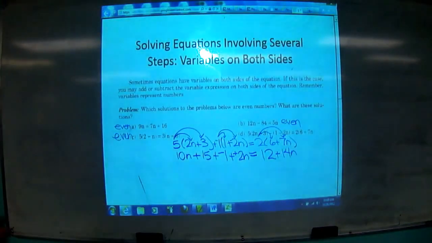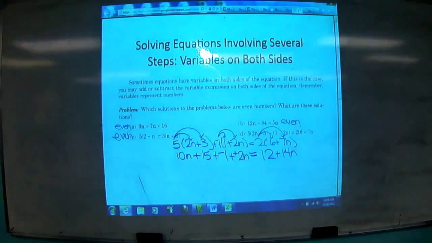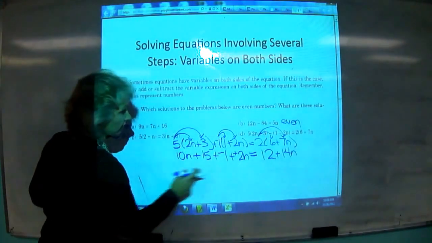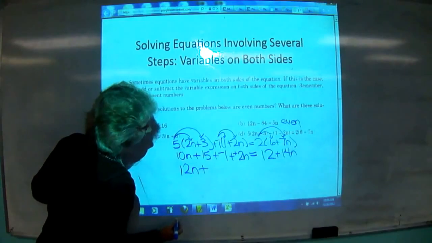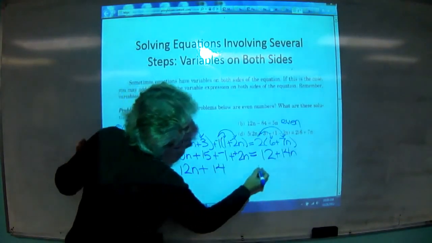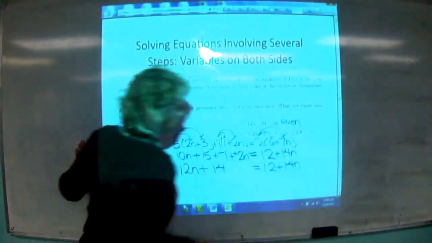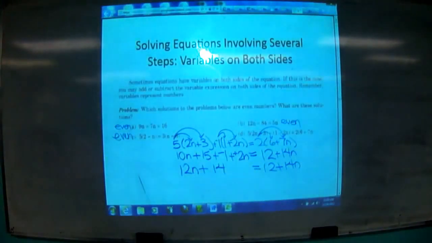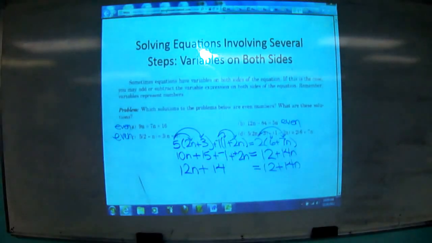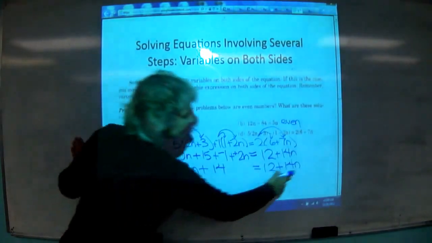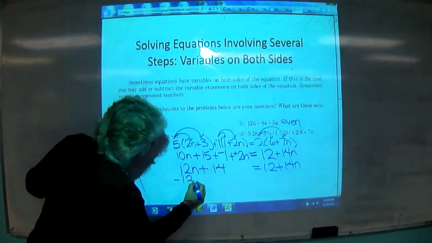Okay, now we've got a bunch of numbers on the left-hand side that can be combined. So what are our n's altogether? 12n. 12 n's. And 15 and negative 1? 14. 14 equals 12 plus 14n. Now at first glance you might think everything cancels each other, but they don't. Because the n's are what the integer is and the integer is what the n is. This has more n's than this. So I'm going to add a negative 12n to both sides.